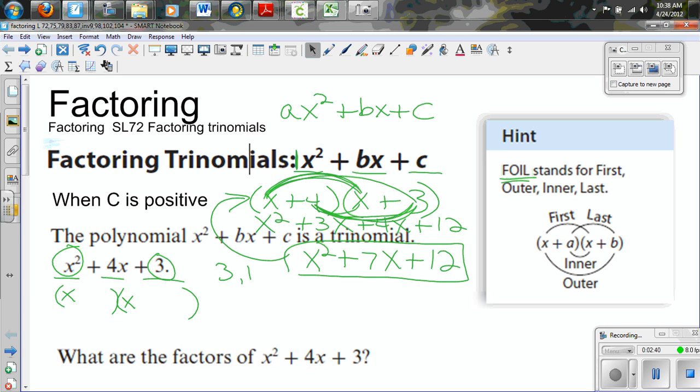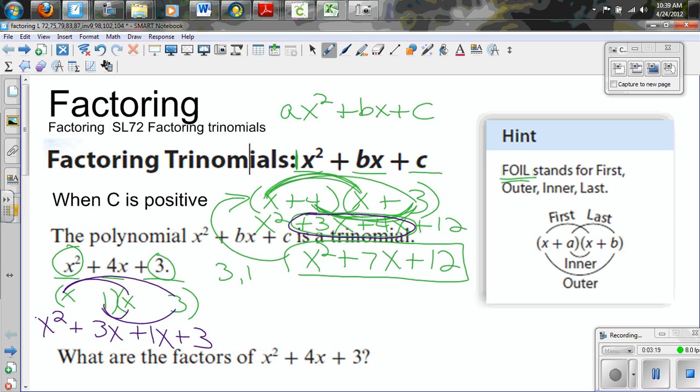We're looking at the factors of 3 that we can put in here and then add together, because what do we do with those middle two terms? We add them together to get the x term in the middle. Let's just check this out. If we have x times x, that's x squared. If we have x times 3, that's going to be 3x. If we have x times 1, that's going to be 1x. And if we have 1 times 3, that's going to be 3. Does that give us x squared plus 4x plus 3?